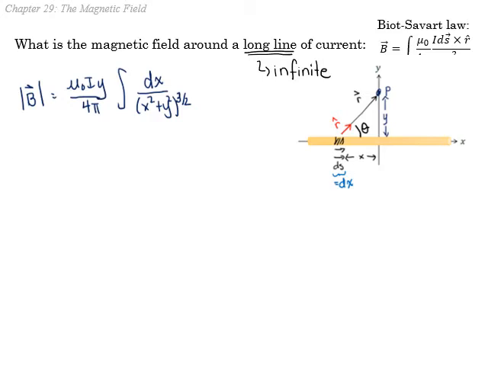Let's say that we know that the magnetic field for the entire wire would be equal to twice the magnetic field of half the wire.